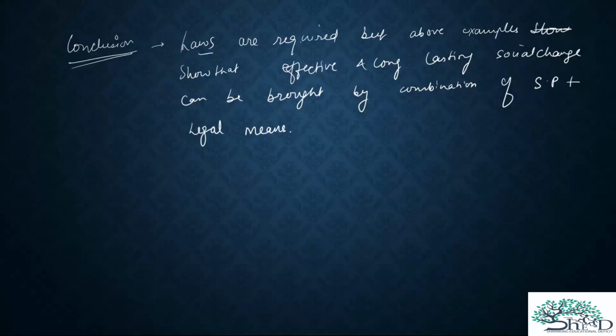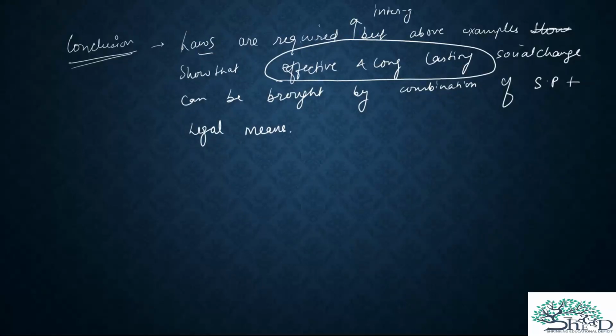All right. Or you can use another keyword in the place of these two words. You can write intergenerational social change. Okay. So laws are required, but our examples show that intergenerational social change can be brought by a combination of SP and legal means, social persuasion and legal means.